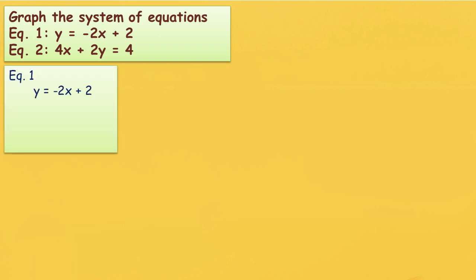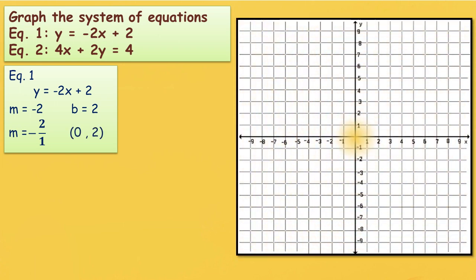Equation 1, y is equal to negative 2x plus 2. Same process, we will get the slope and y-intercept. As we can see, the slope is negative 2. Ang gagamitin natin is rise over run. So that will be negative 2 over 1. And the y-intercept is 2. Ang coordinates ng y-intercept ay 0, 2. Let us graph it in Cartesian plane. Unahin na natin si 0, 2. Ang 0, 2 ay makikita dito sa point na ito.